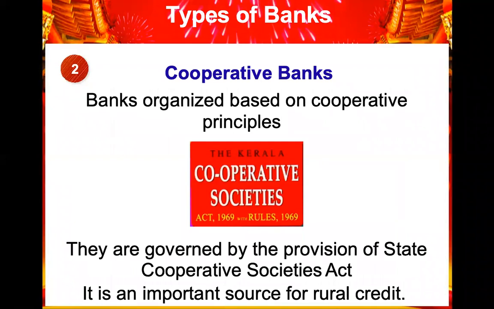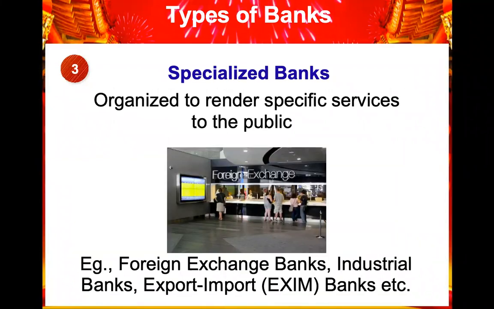Then we went on to cooperative banks, right? Now we're going to start today with specialized banks. So when we talk about specialized banks, what do you understand by them? They are basically organized to render. Now, render is basically to provide, right? You can say to render services, that means to provide services.